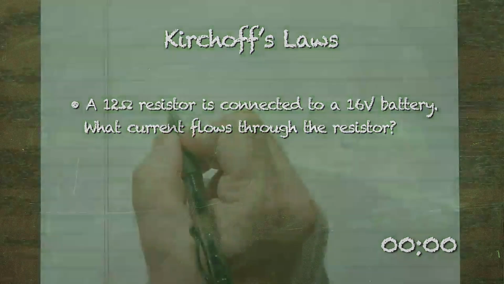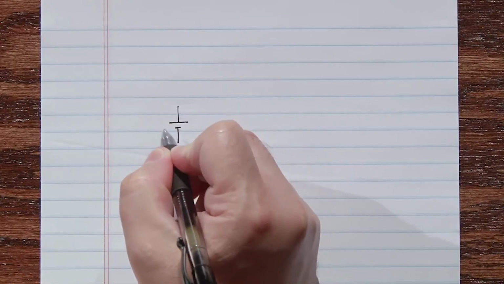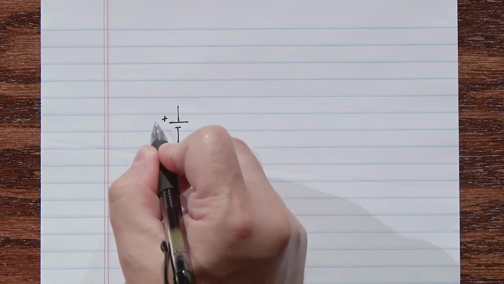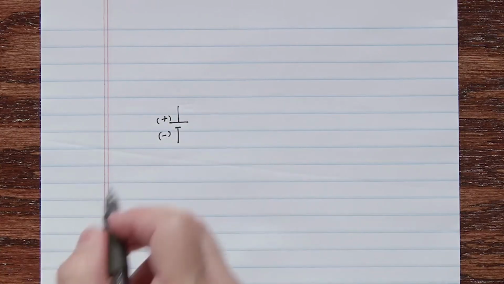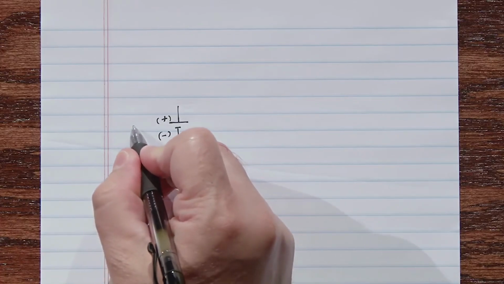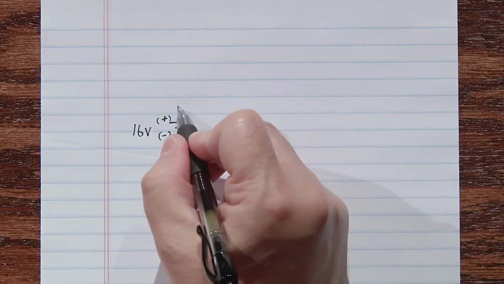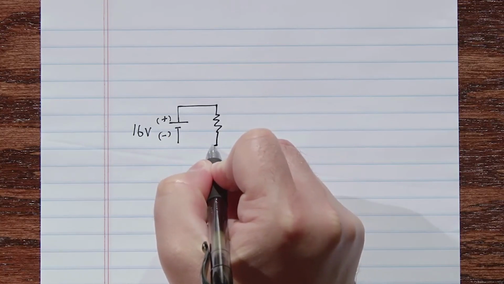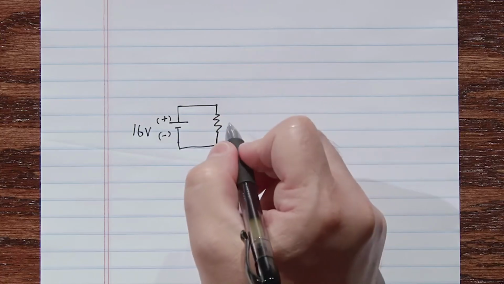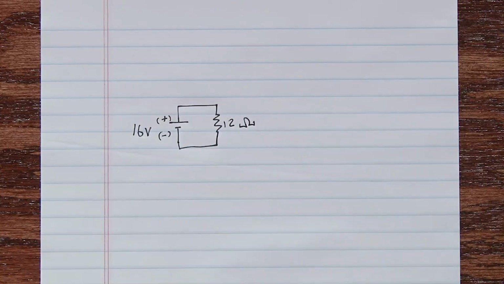Okay, let's draw our diagram. Here's our battery. The longer of the two parallel lines is the positive side. The other side is the negative side. It is a 16 volt battery. And we're going to connect it with wires to a resistor, and it is a 12 ohm resistor.